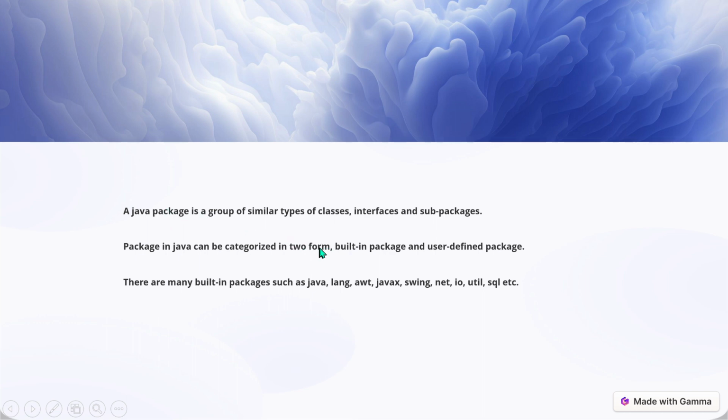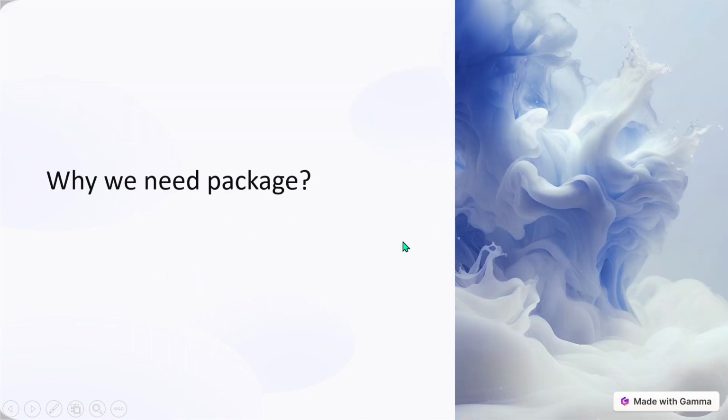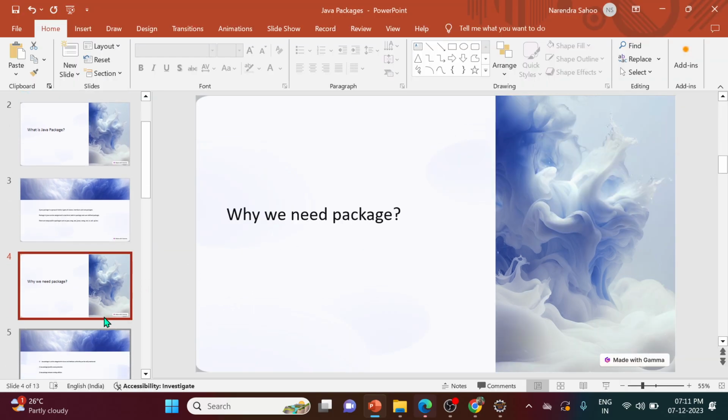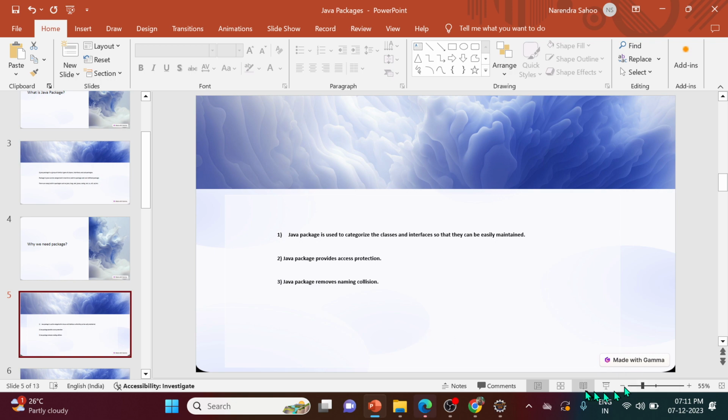And we are having two types of package. One is built-in, another is user-defined. Built-in I showed you, right? Util, AWT, JavaX, Swing, IO, so many packages provided by Java. And user-defined, anything you are creating now. Why do you need that package? Because similar kind of classes we wanted to put together, and structure and modularization will be easy, right?